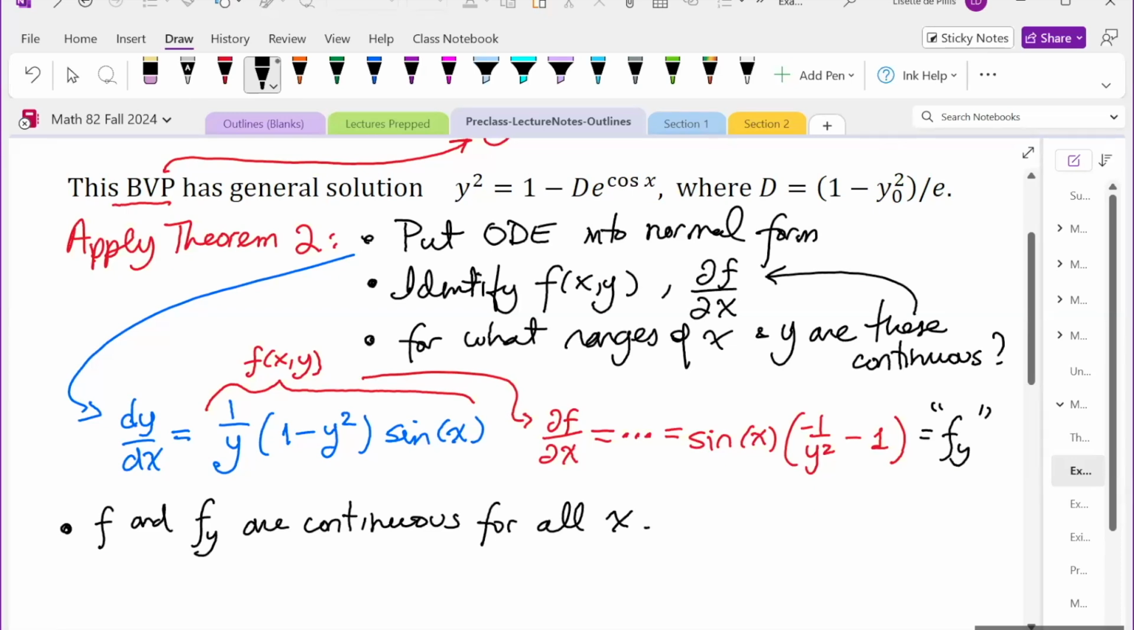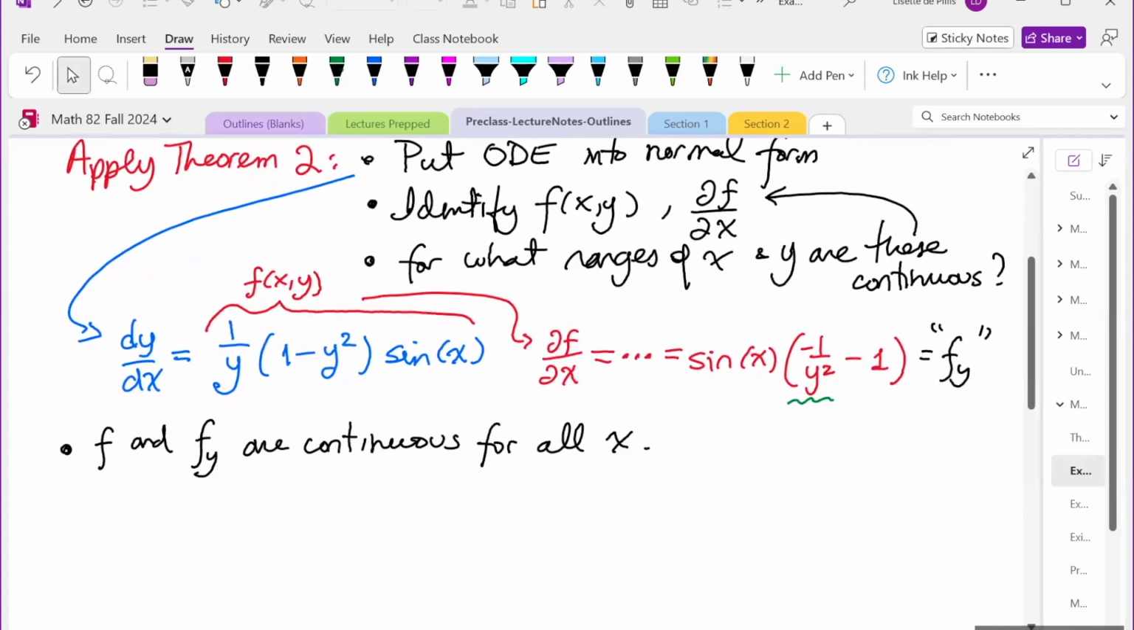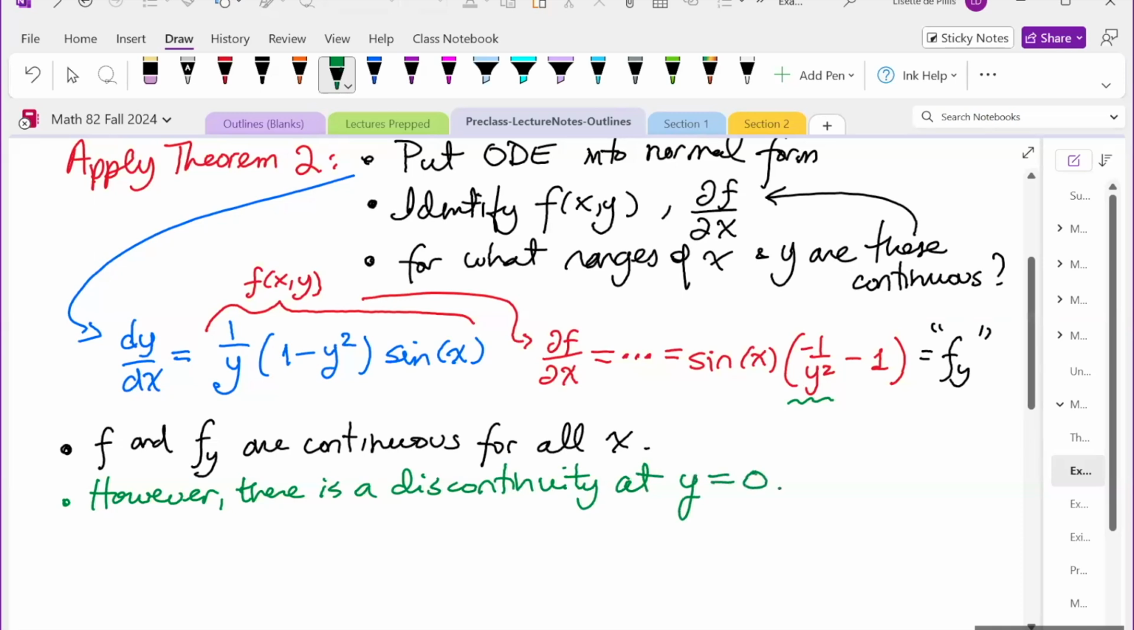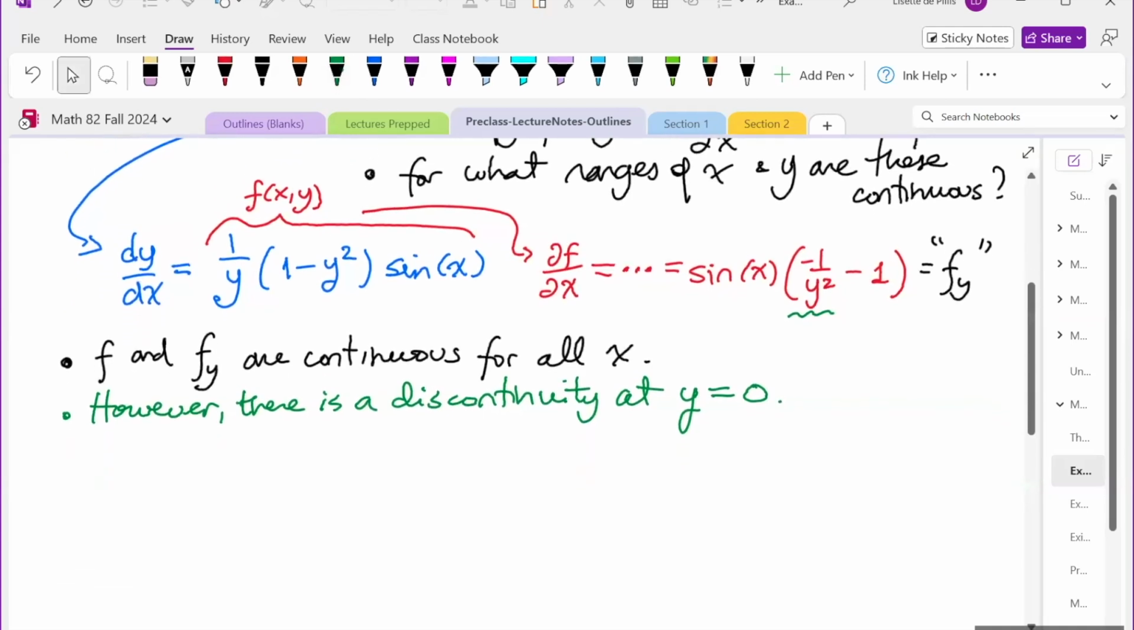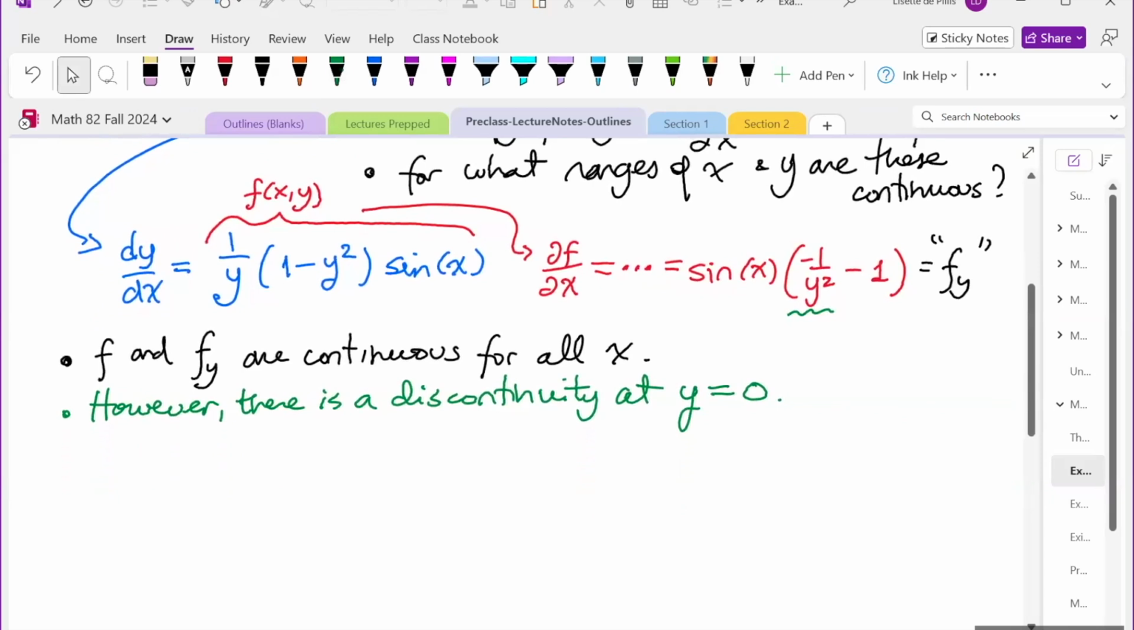However, ideally, you saw a problem for certain y. And of course, that problem is exactly where y is 0, because we do not want to divide by 0. There is a discontinuity at y equals 0. So they are not continuous for all y. They're just continuous for all y except at y equals 0. So what that tells us is we can't actually cross the x-axis.